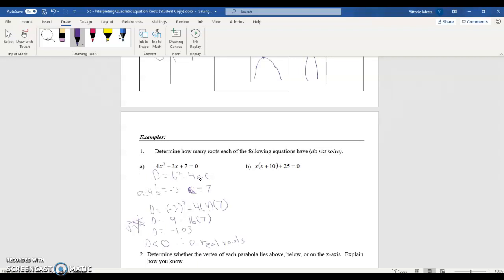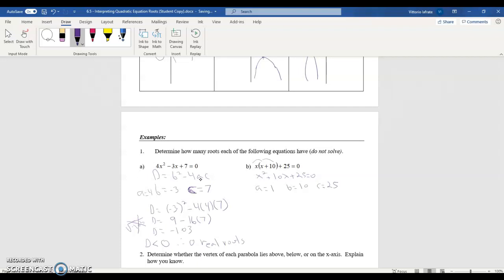Let's try this example out over here. So before you determine the discriminant, you need to make sure that you distribute and put it into the standard form. That's extremely important, otherwise you won't get your a, b, and c values. So we distribute the x throughout here, so we get x squared plus 10x plus 25 is equal to 0. That's our first step. Let's write down our information.